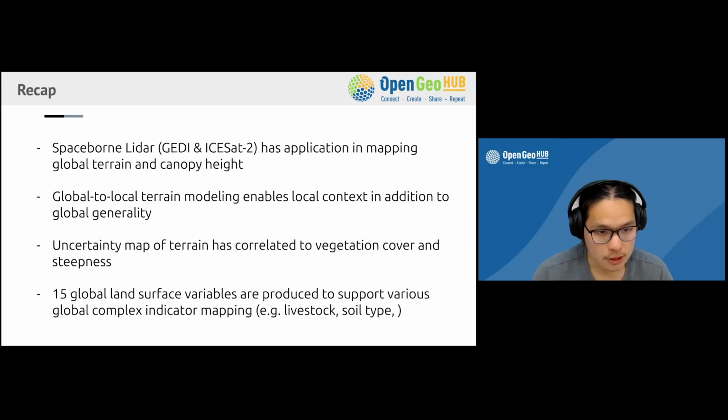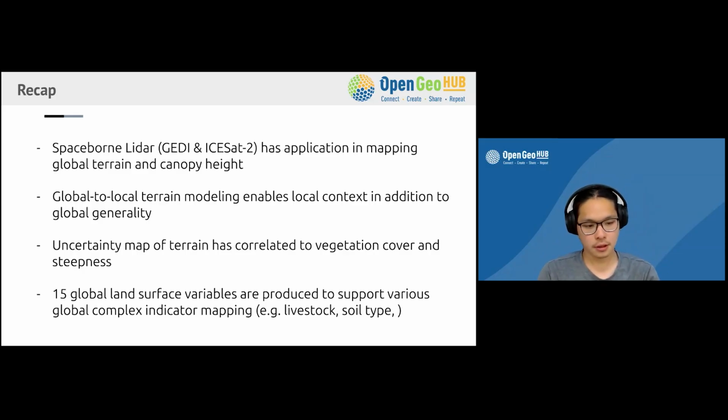And to recap our presentation, first, we talked about the spaceborne LiDAR, which has a wide range of applications in order to map global terrain or canopy height. And we also introduced the novel approach using spatial temporal blocking from the spaceborne LiDAR to do global to local terrain modeling, to actually enable local context in the local model. And we also produced the first uncertainty map of the terrain, which we found is correlated with the vegetation cover and the steepness, but maybe there's something that we can still explore.